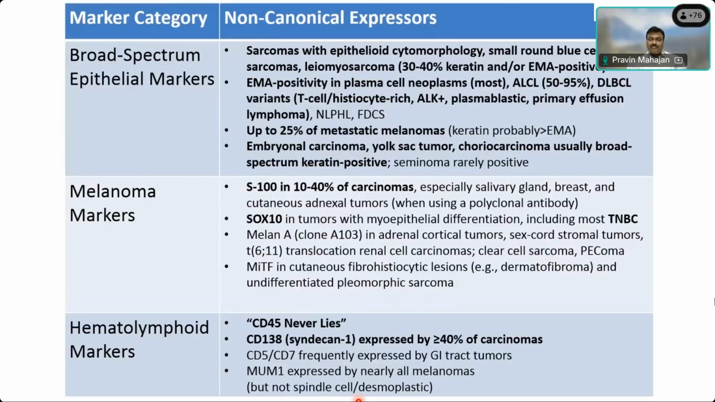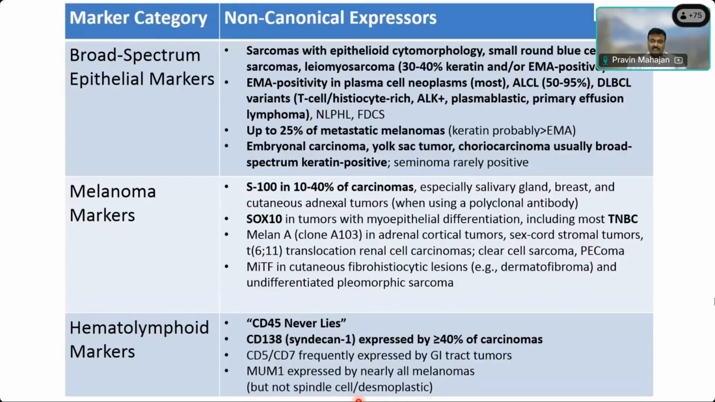Like EMA comes positive even in plasma cells. I showed you, it can come positive in ALCL, DLBCL, and so many other tumors like NLPHL and FDC sarcomas. Some of the melanomas can be keratin positive also. So you have to have high suspicion on your histology based on the site of origin of that lesion and the clinical history. Then only you interpret all these markers.